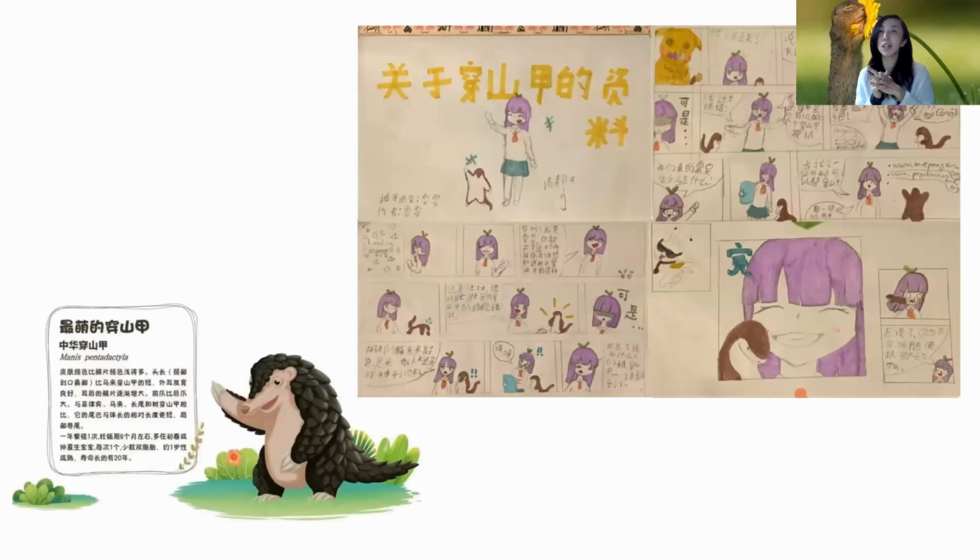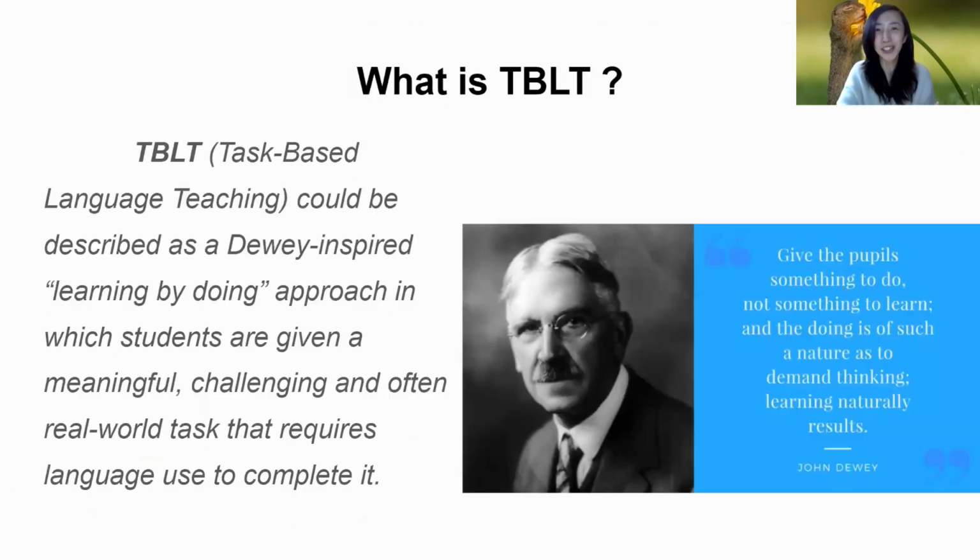This is the final project that my sixth grader created. She created a comic booklet to protect the 穿山甲, and she wrote a couple of interesting conversations based on her knowledge and what she learned during the summer camp. I was really impressed with her drawing, and the conversations are so cute.